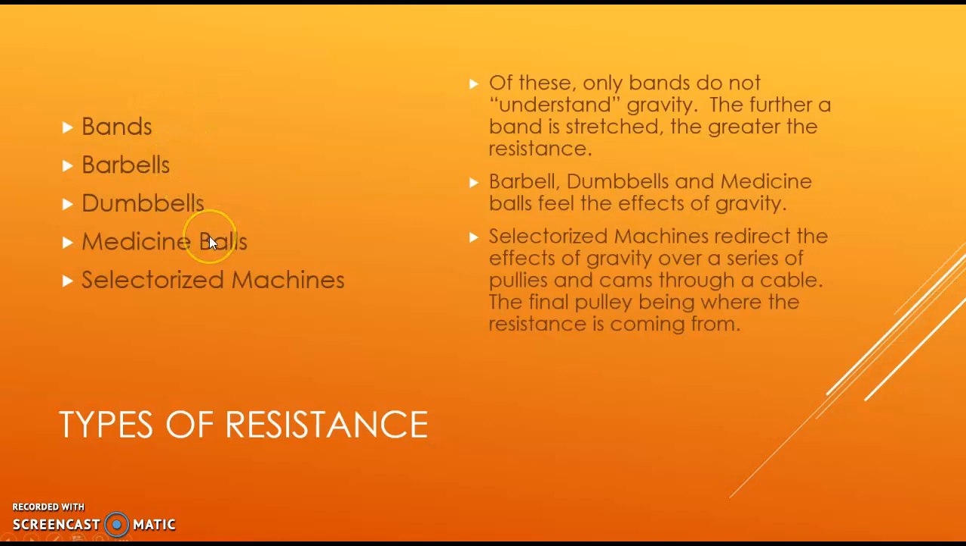Barbells, dumbbells, and medicine balls and other apparatus are being pulled straight down to the floor via gravity, 32 feet per second squared, 9.8 meters per second squared, whatever measure you'd like to use. And that's a constant for all of those. Selectorized machines, the weight stack is being pulled straight down to the floor and just being redirected over cams and pulleys via cable.